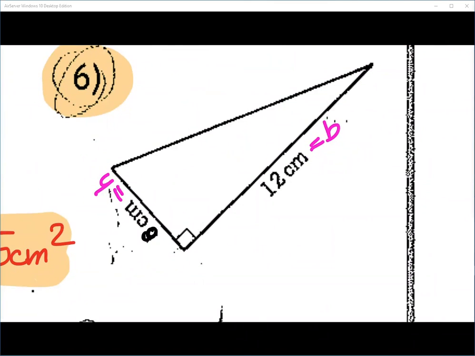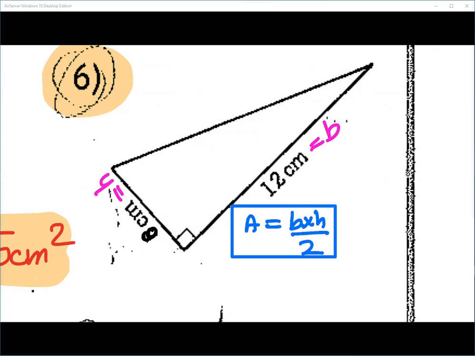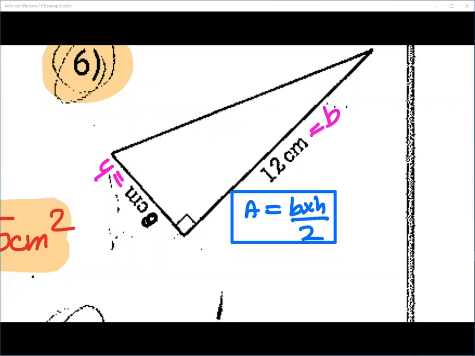Aisha, the formula would be base times height divided by 2. You must write the formula for each question, everybody. You must. Right, go on then. What's the base? The base we said was 12, and the height is 8. Okay, so what's 12 times 8? 12 times 8 is 96, and then you have to divide 96 by 2, and your answer would be 48.